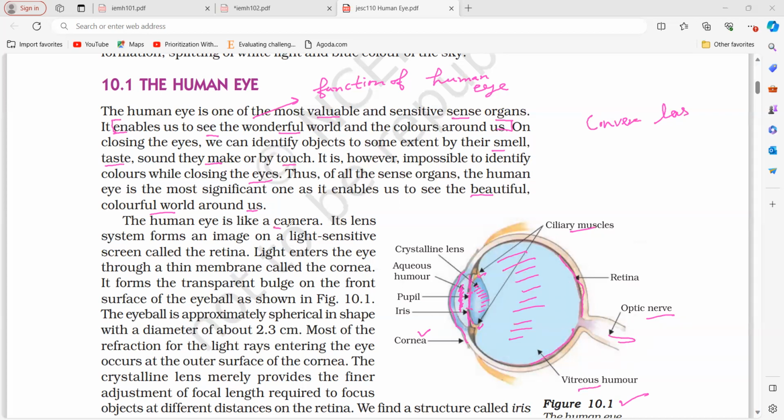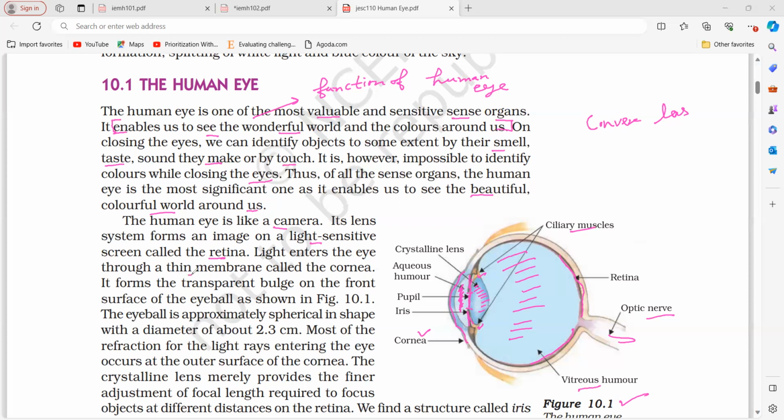Human eye is like a camera. Its lens forms an image on a light sensitive screen. This is known as retina. So it can be asked, what is the function of retina? The function of retina is simply that it forms the image of an object.